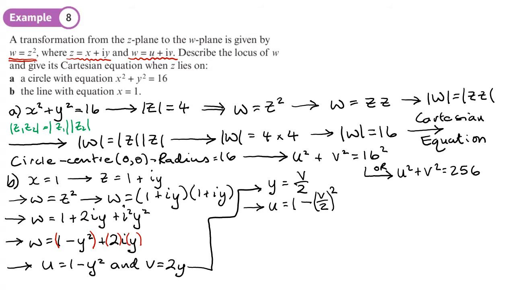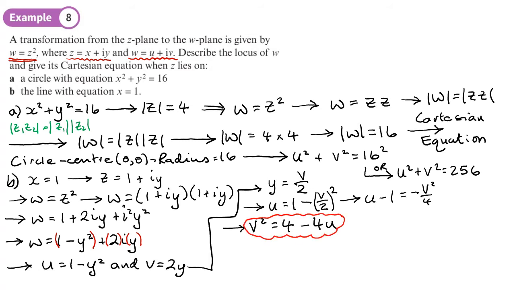Now, since our u is like x and our v is like y, really I want to get this in the form where it's y equals something, v equals something, or v squared equals something. Let's see how we go from there. So u, let me take away 1 from both sides, so that would be negative v squared over 4. So I can rearrange that. If I multiply both sides by negative 4, I will get v squared equals 4 minus 4u, multiplying both sides by -4.